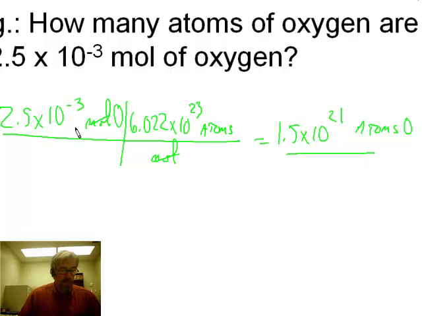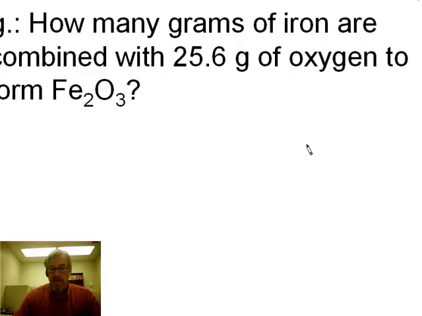So even though it's 2.5 thousandths of a mole, which doesn't seem like much, it's a huge number of atoms because atoms are so small. Gives you an idea of how large a number Avogadro's number is.